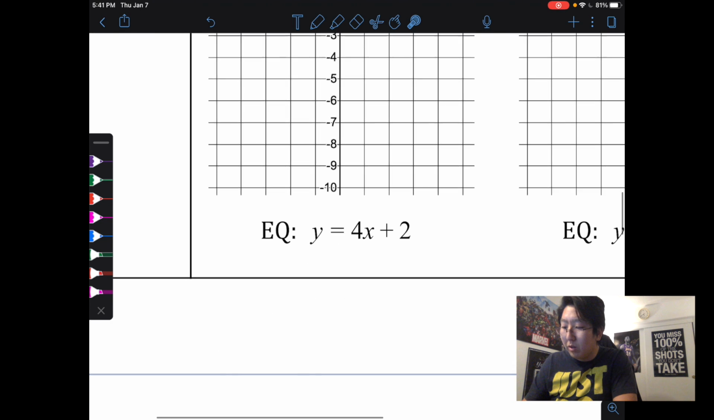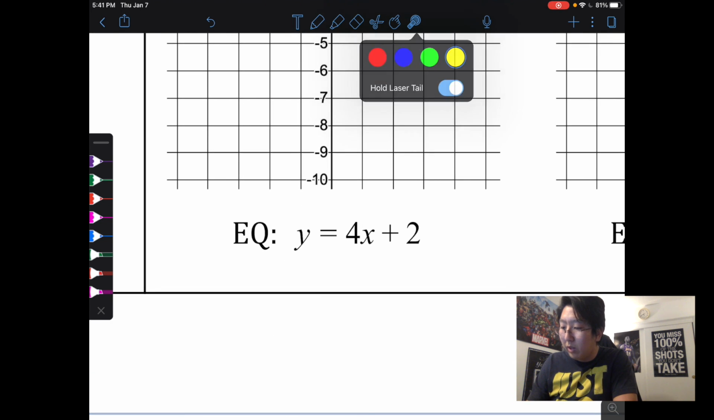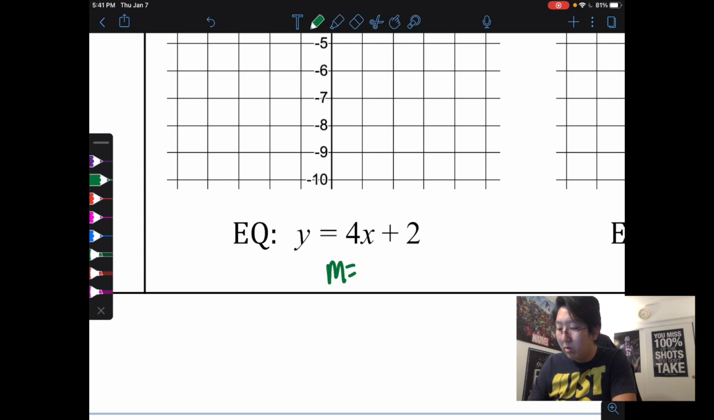So here we're going to just find out. Look at this. y equals mx plus b. What's our m? m equals. What's our b? b equals. So our growth is 4. Our y-intercept is 2.